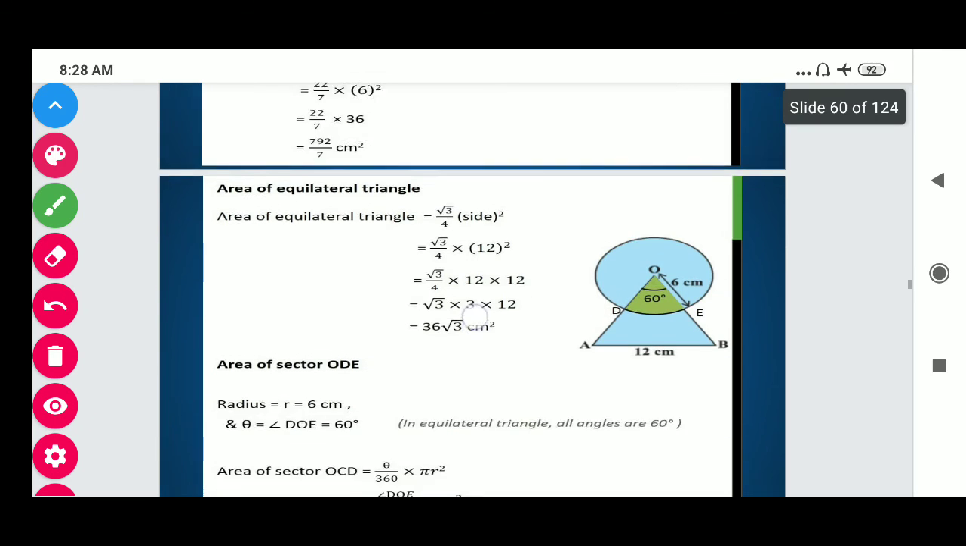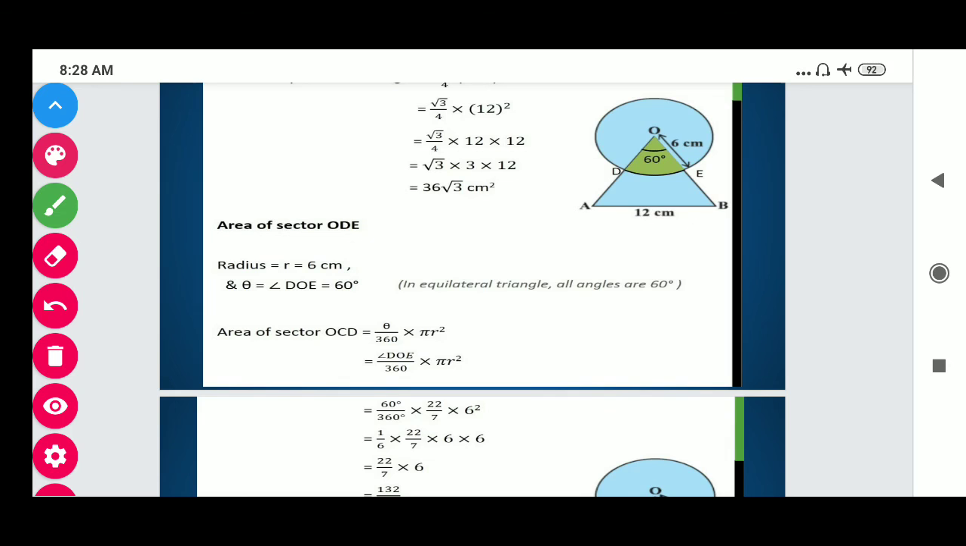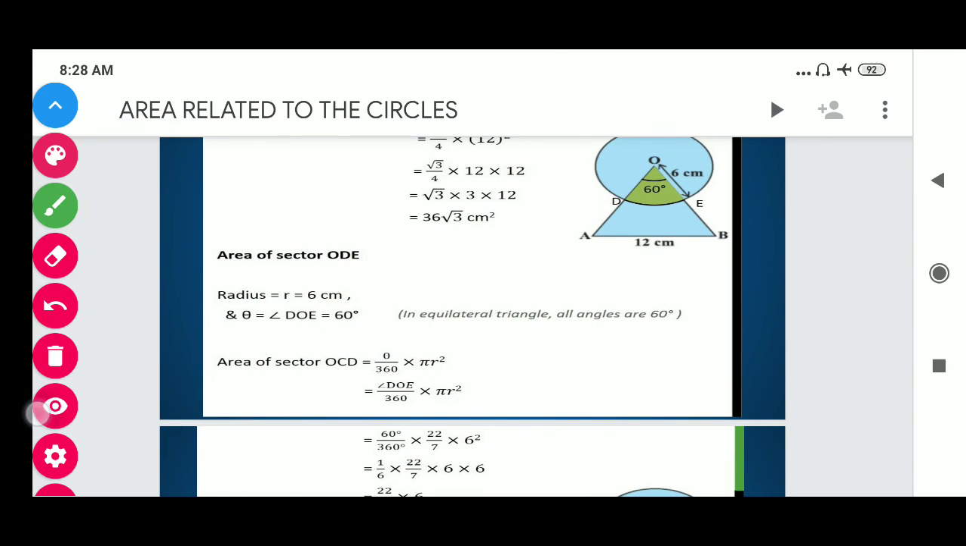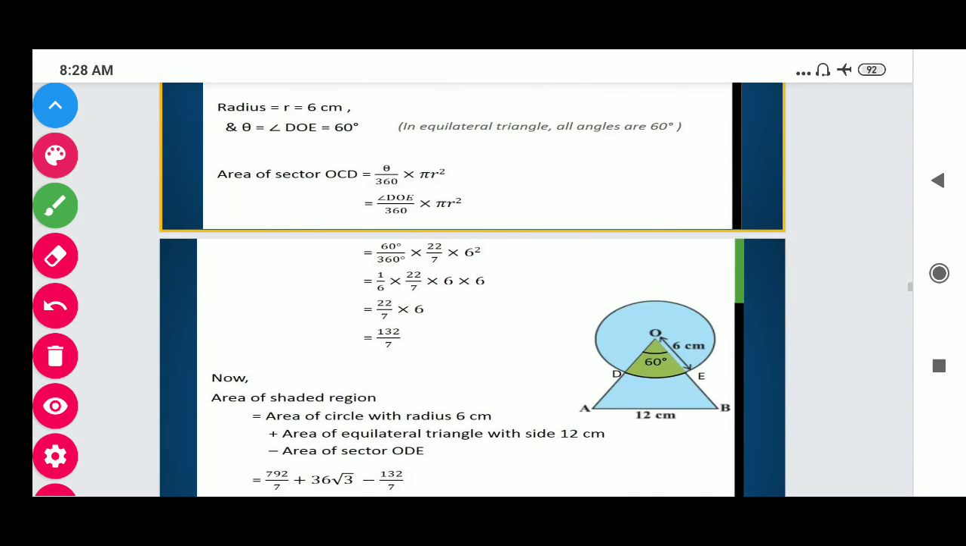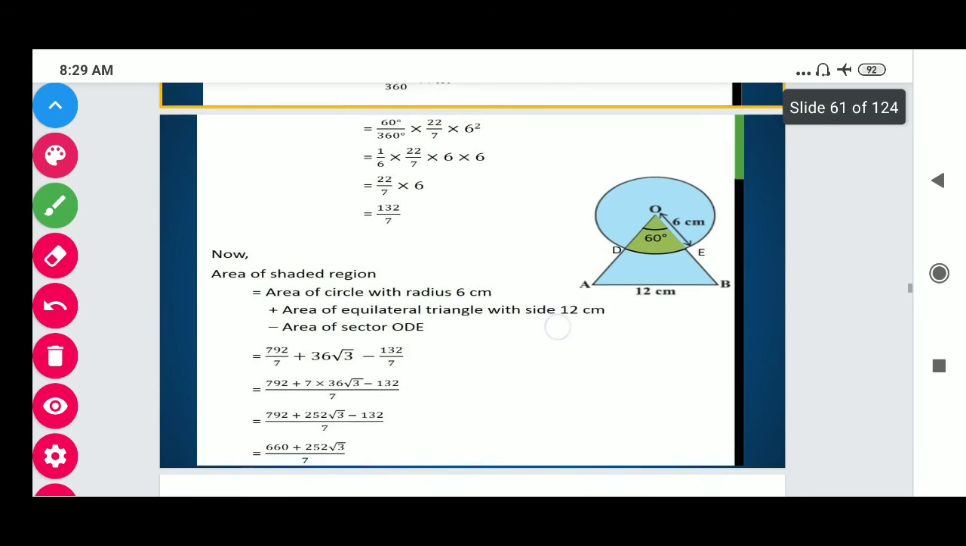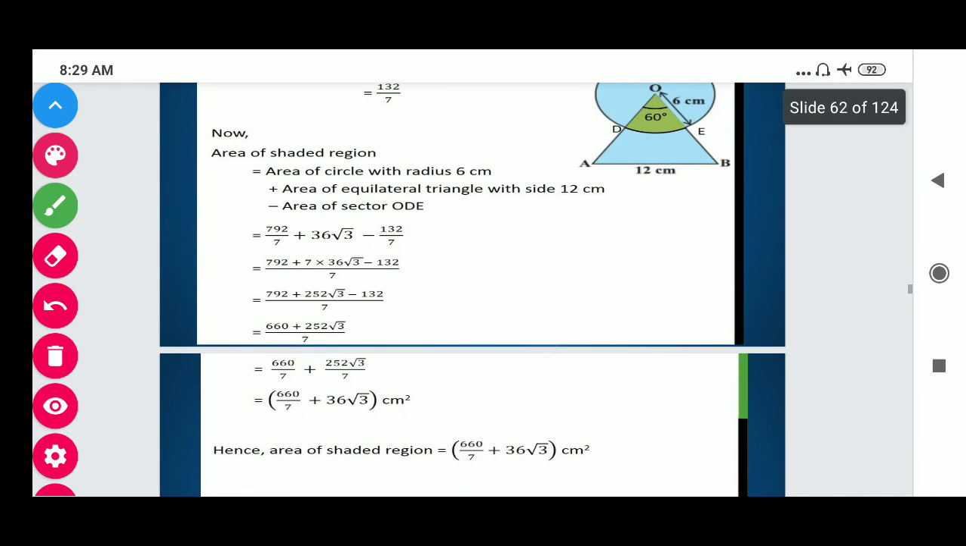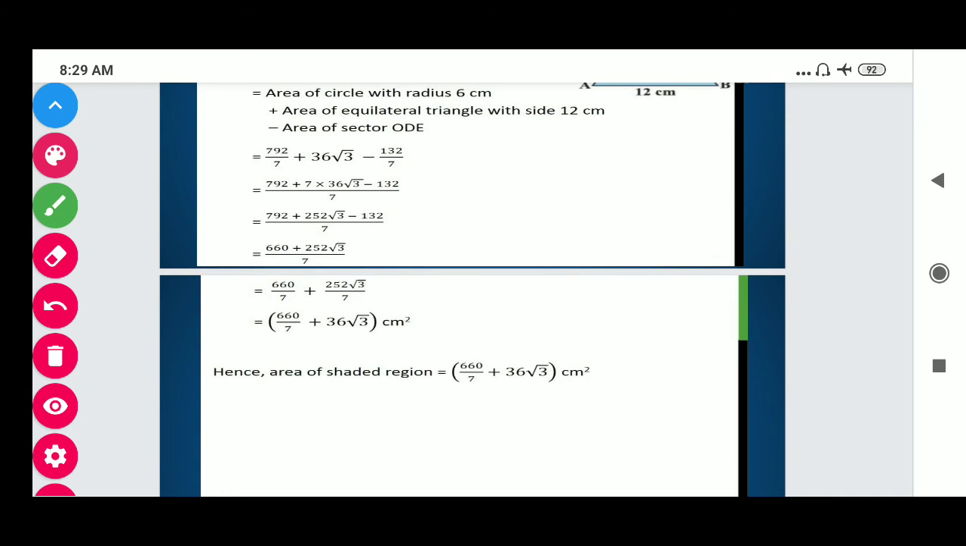Now the area of sector ODE. Here ODE is the shape of a sector. So the radius is 6 centimeter, and the angle is 60 degree because this is an equilateral triangle. So the area of sector ODE will be theta over 360 times pi r square. Now putting in the values, we get the area of the sector, and after that, students, this is very simple. You just have to put in the values which we found earlier. In this way we get the area of the shaded region.